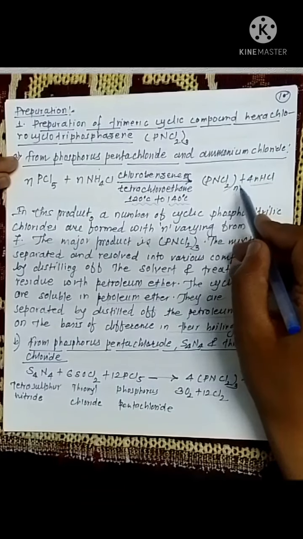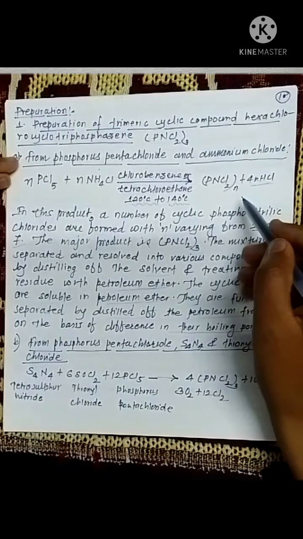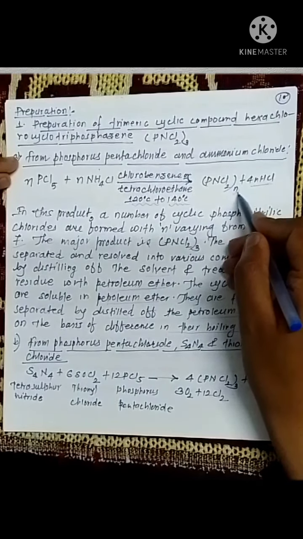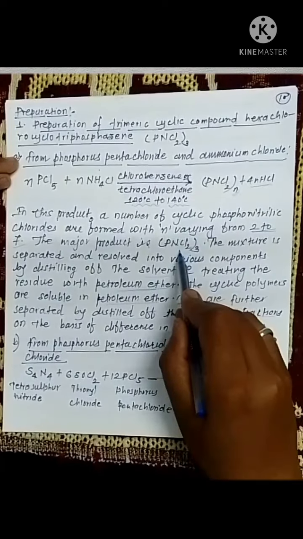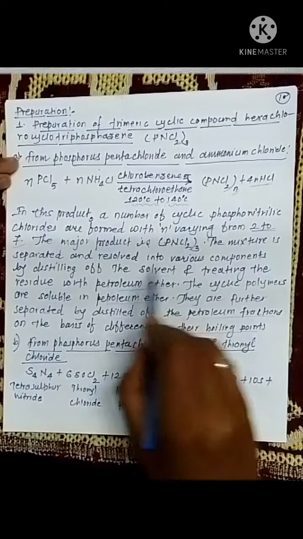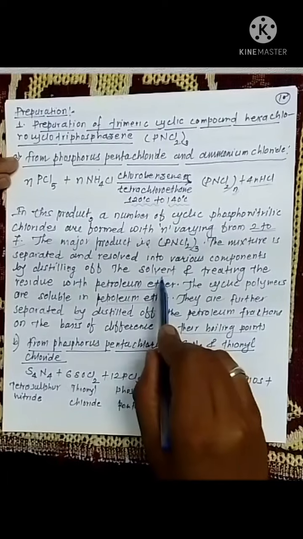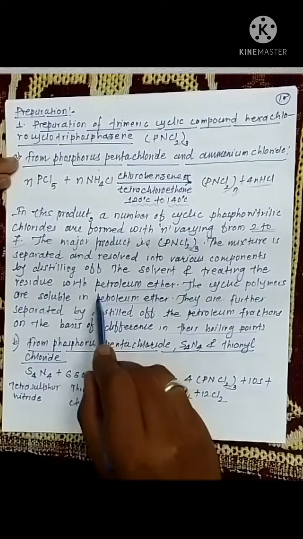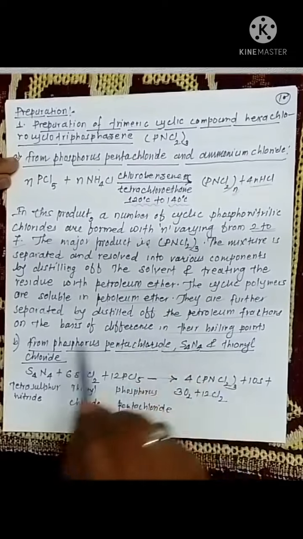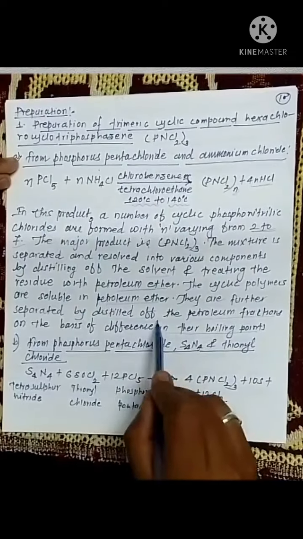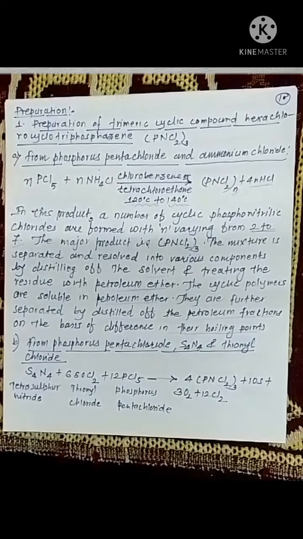In this product, a number of cyclic phosphonitrile chlorides are formed, with n varying between 2 to 7. The major product is (PNCl2)3. The mixture is separated and resolved into various components by distilling off the solvent and treating the residue with petroleum ether. The cyclic polymers are soluble in petroleum ether. They are further separated by distilling off the petroleum fraction on the basis of the difference in their boiling points.